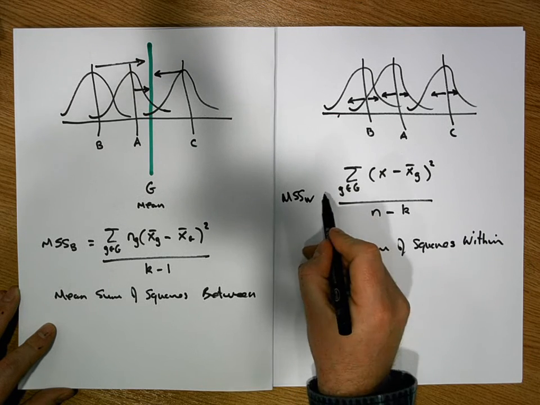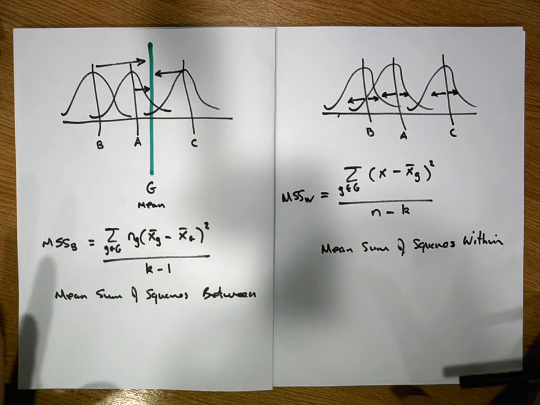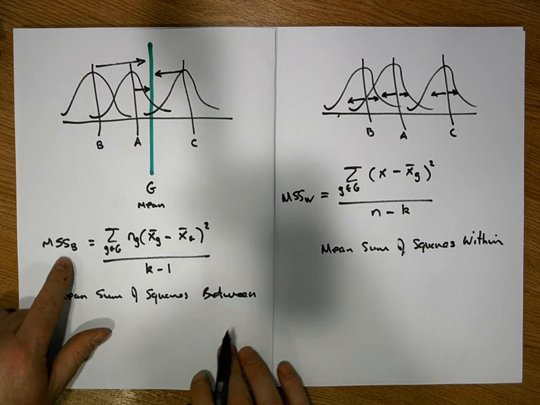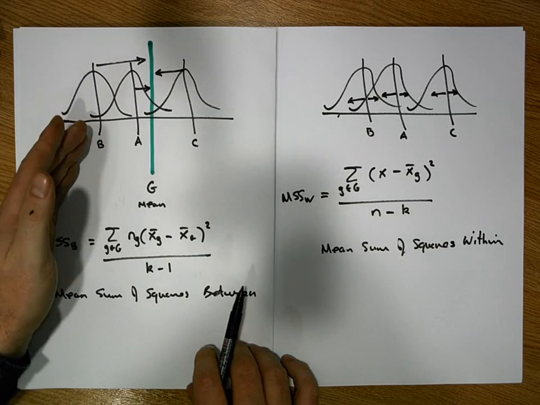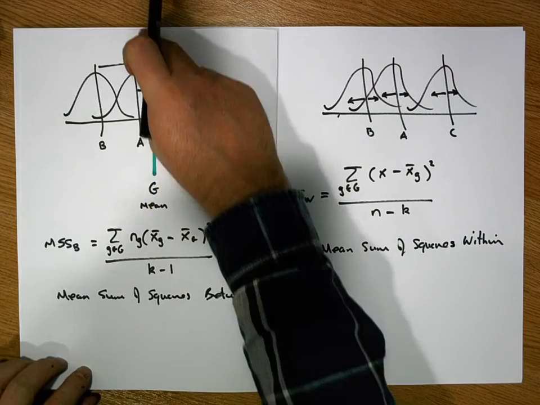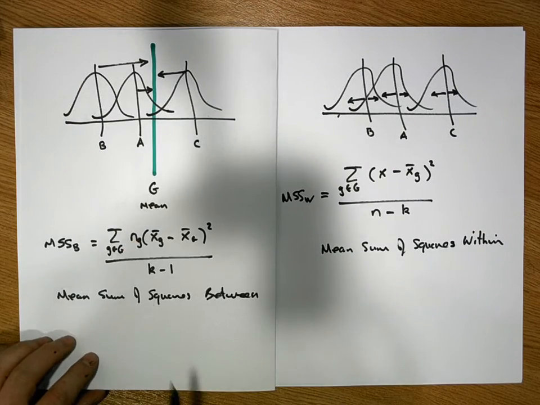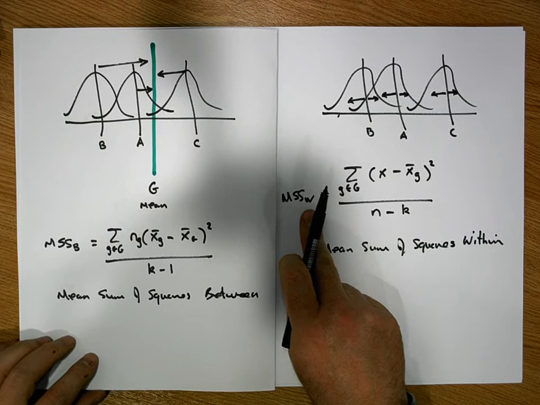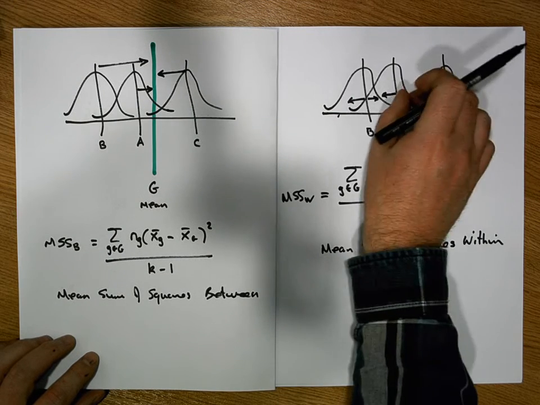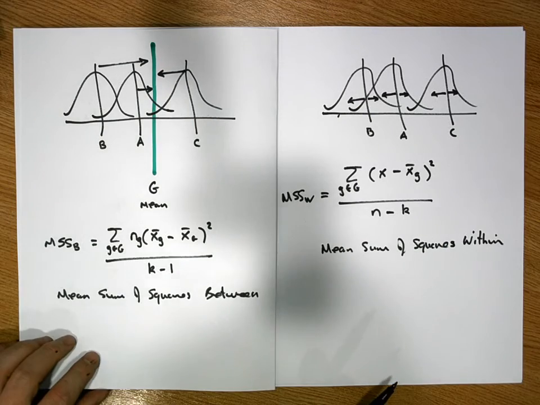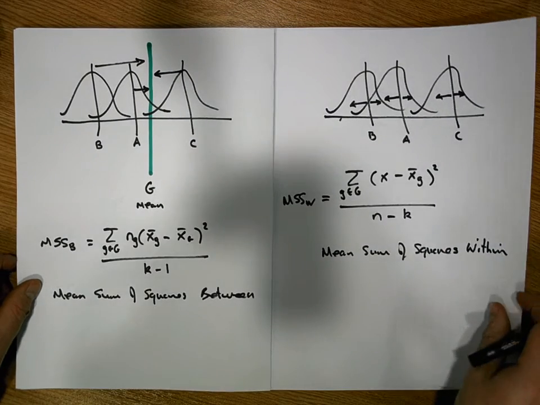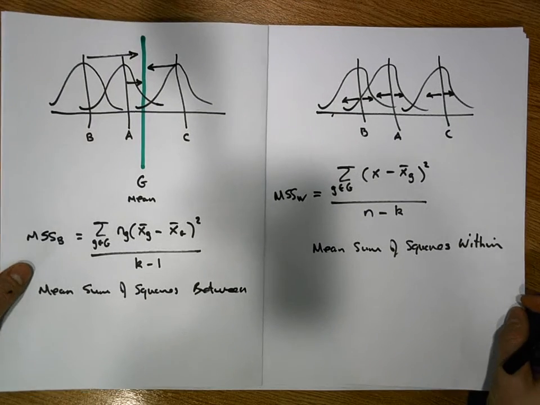So now we have two measures of variance. We have the mean sum of squares between, that tells us how far on average our distributions are away from each other, or away from a global center point. And we have the mean sum of squares within, which tells us, on average, how skinny or how broad our distributions are.